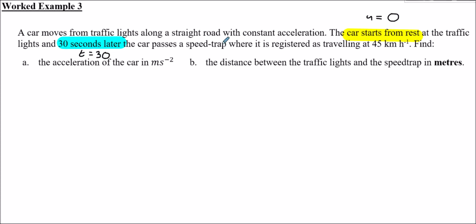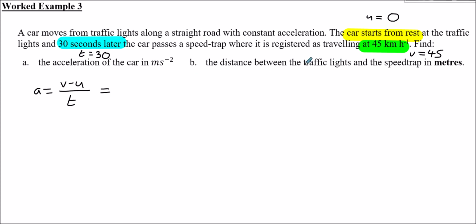It passes the speed trap, that's registered at 45 kilometers per hour. So that's our v, that's a final velocity. So we know t, u and v. We want to find the acceleration. So if you remember from before, acceleration is v minus u all over t. So we can plug in what we know.